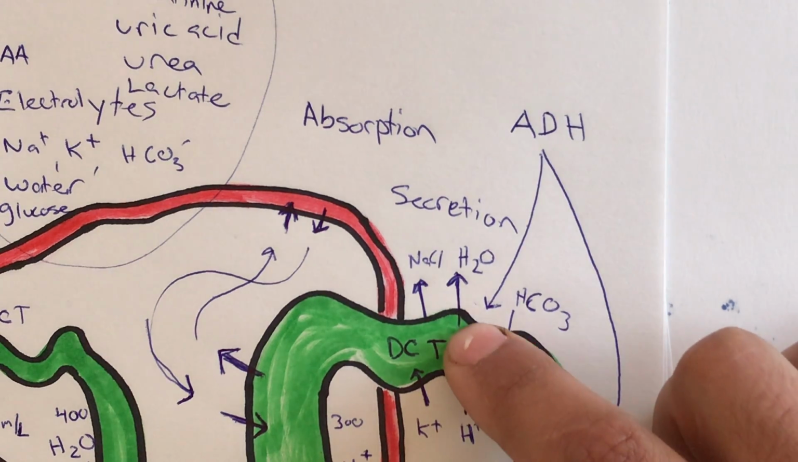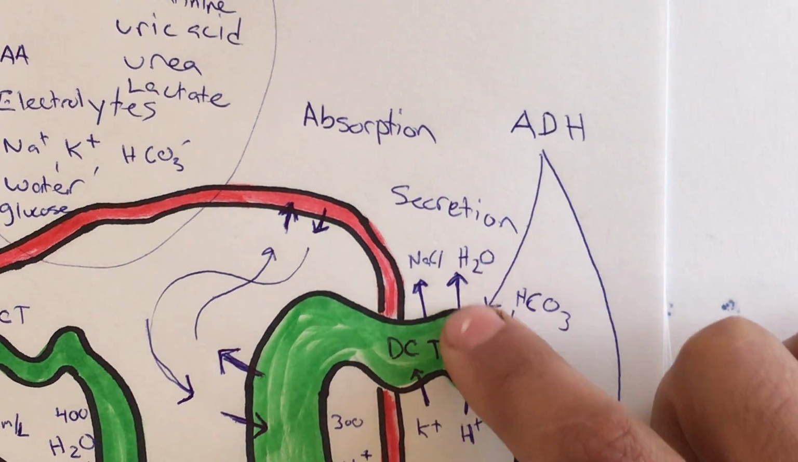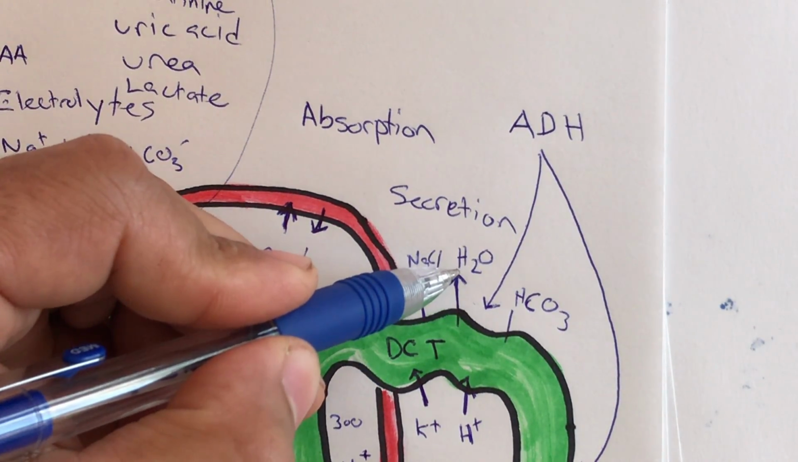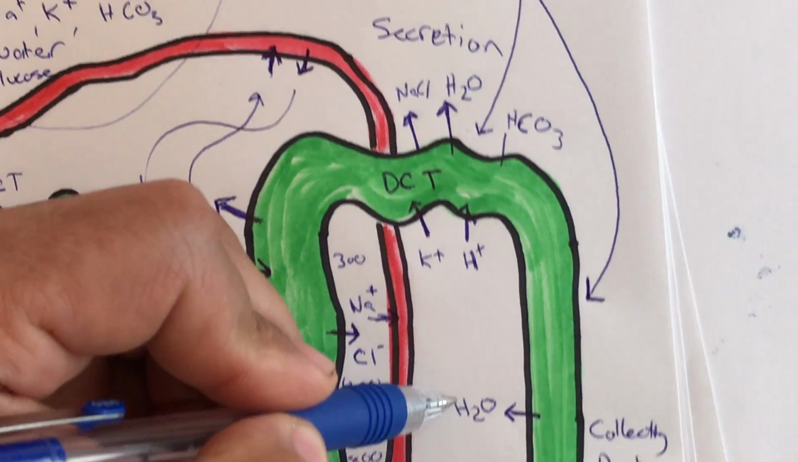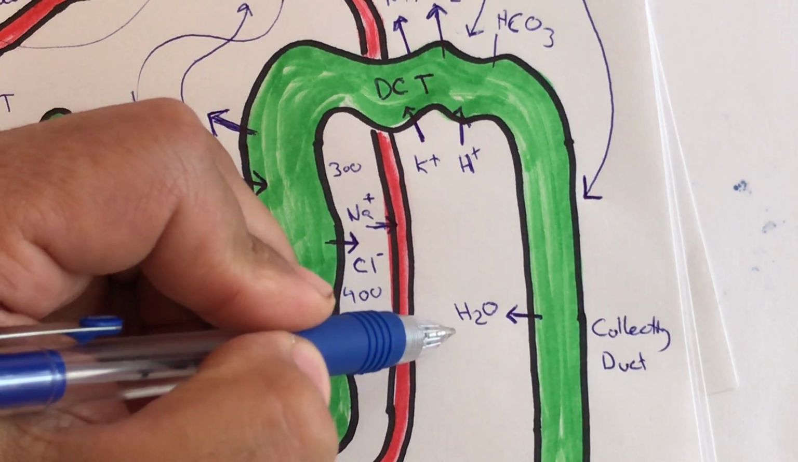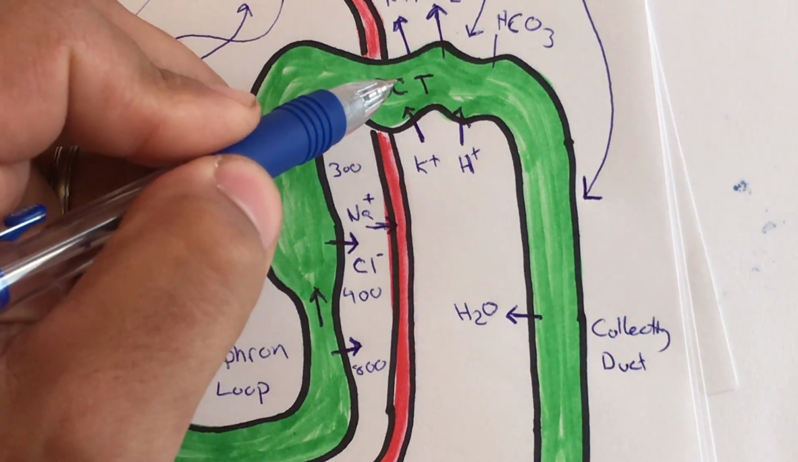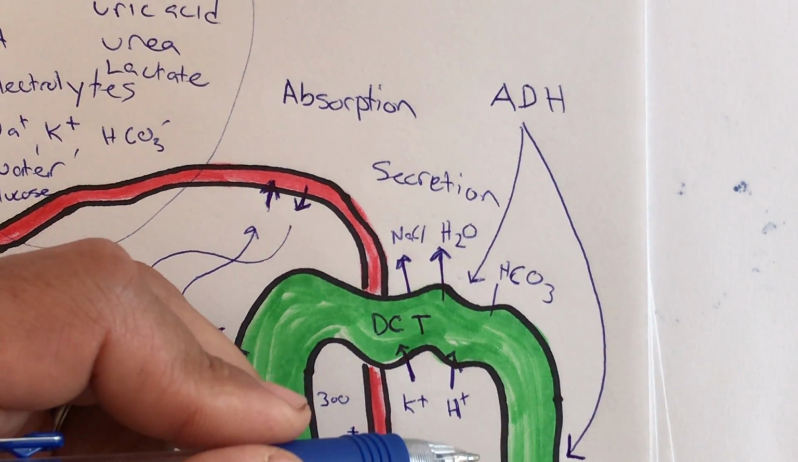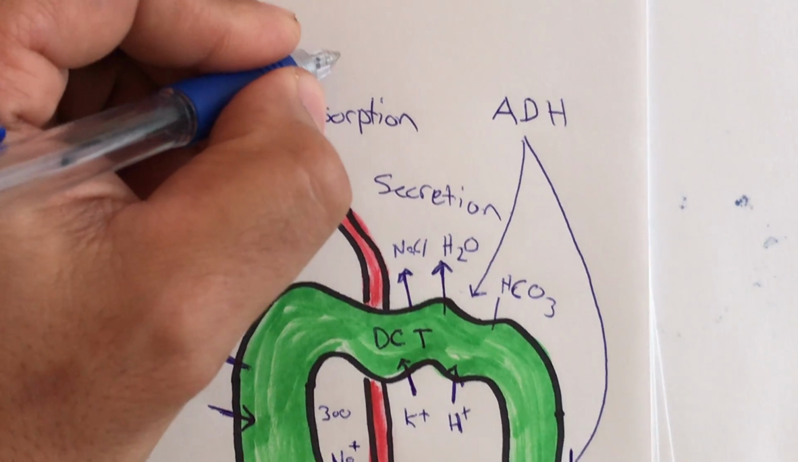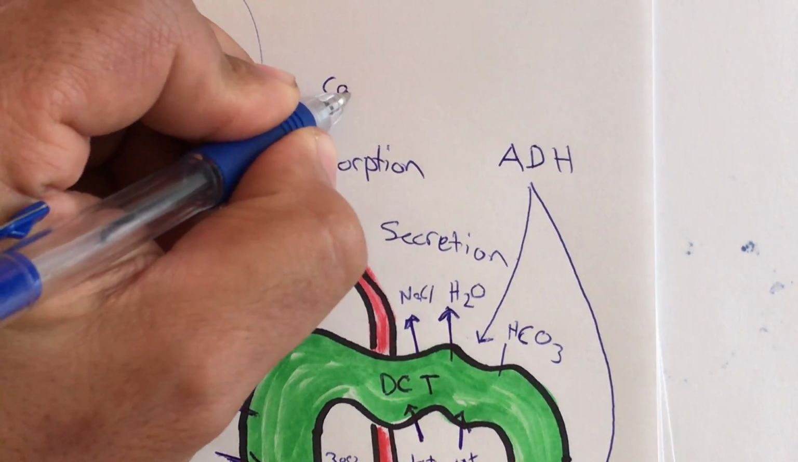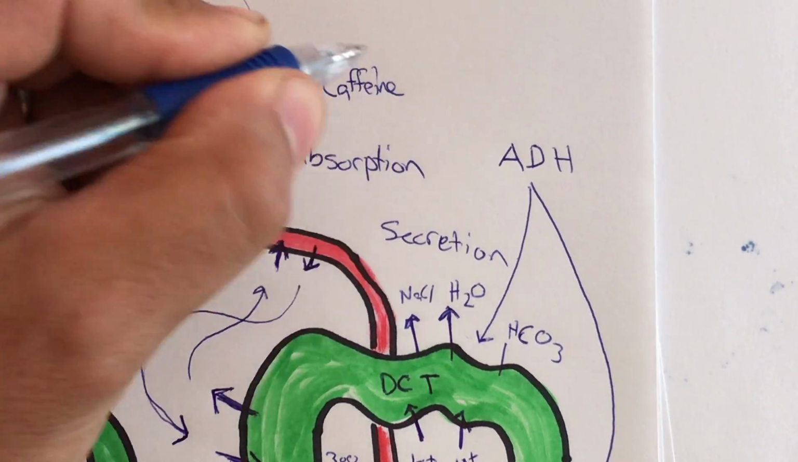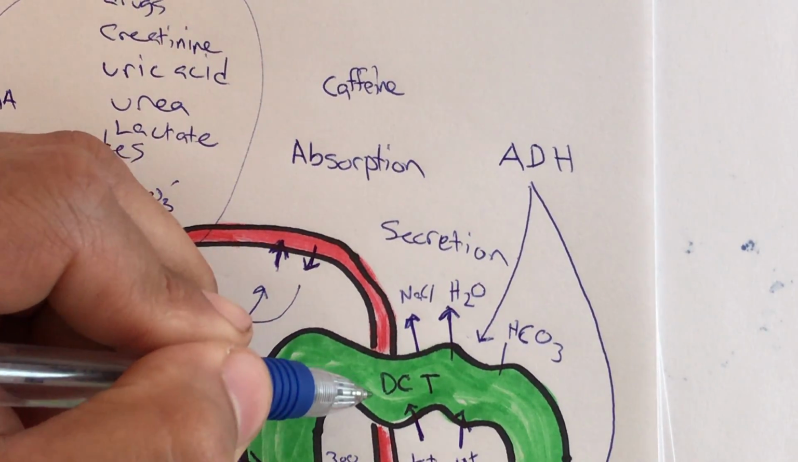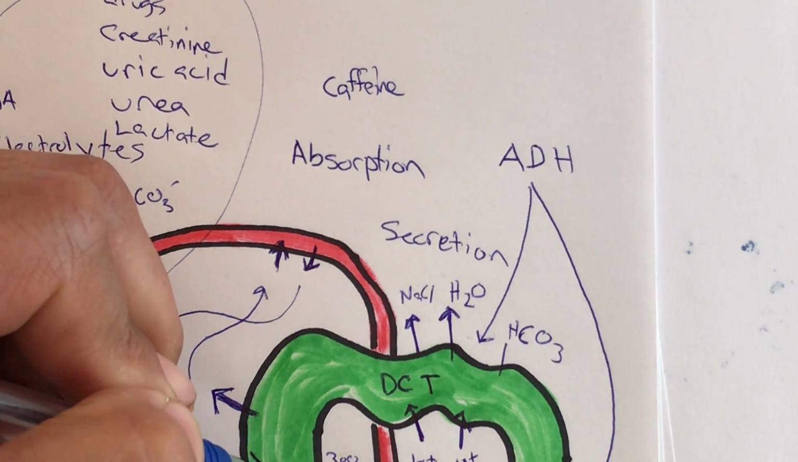ADH works on the DCT and collecting duct to absorb extra water, H2O. This is called ADH. And caffeine also works on the DCT as well.